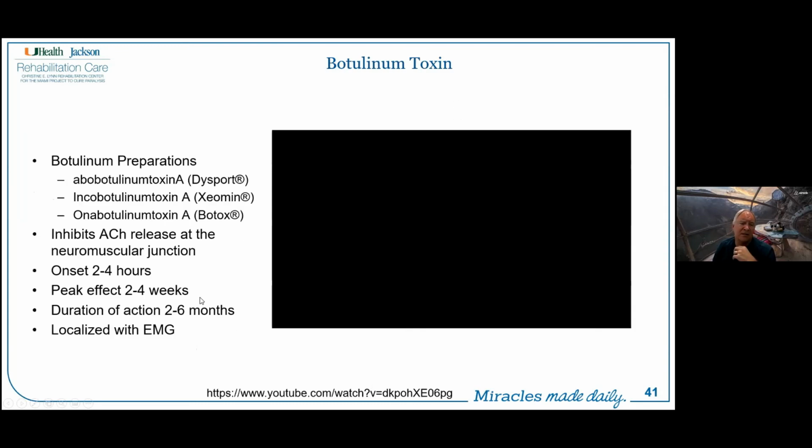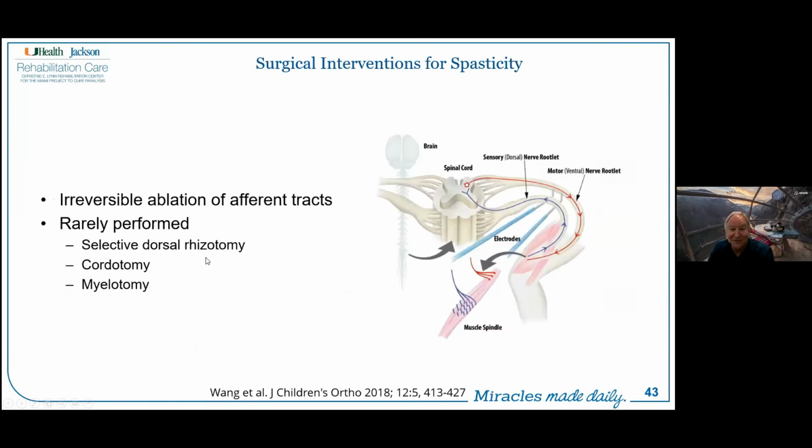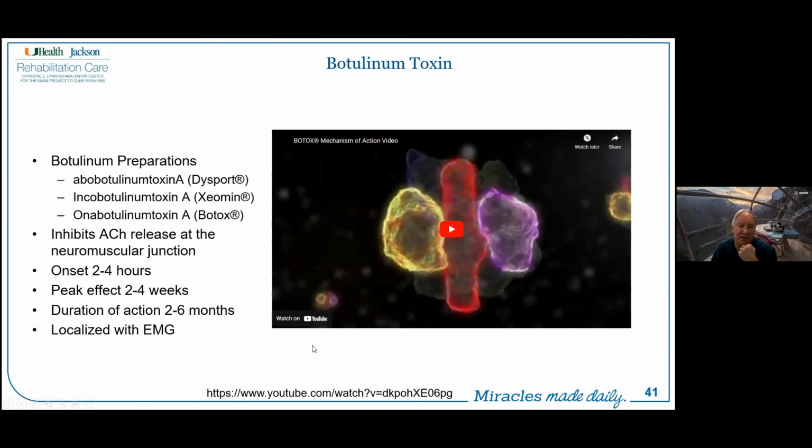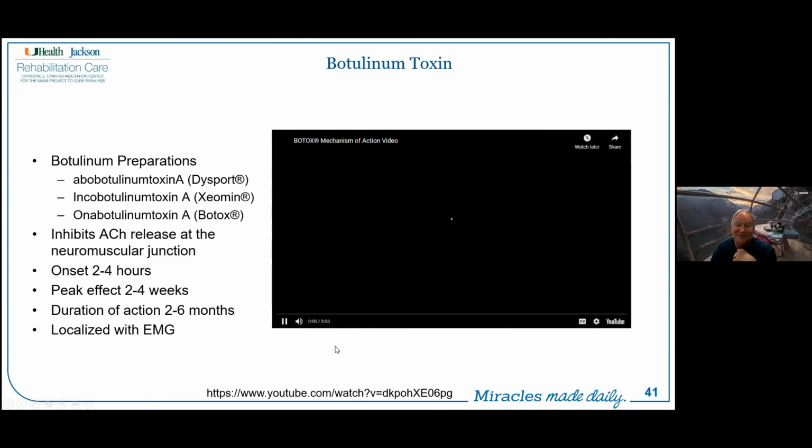Botulinum toxin, I'm going to briefly run through this video, or maybe I'm not. Let's go back for a second. My video typically plays, but it's not going to work this time. So the bottom line is botulinum basically works presynaptically. And what it does is it blocks the release of acetylcholine into the neuromuscular junction. And I'm sorry, there it comes, finally.